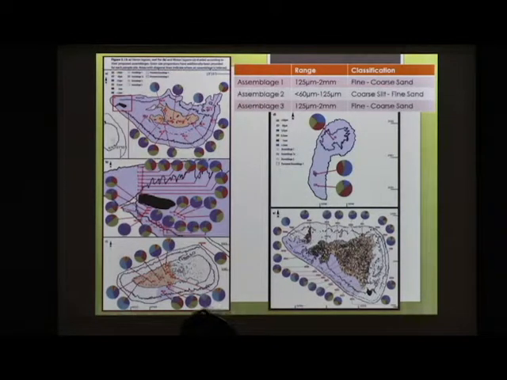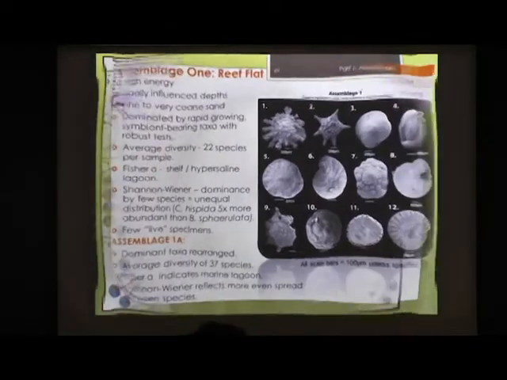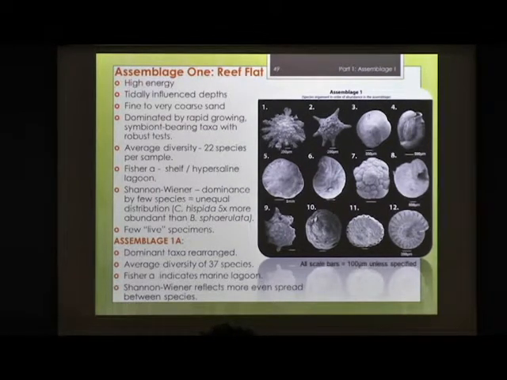And these little circles are all grain size, so it's just to show that, so this blue colour is the 60 micron range. It's just to show that the lagoonal assemblages had a finer grain size than the reef flats. So quickly run through, okay, almost done, I promise. We've got a high energy environment on the reef flat dominated by rapid growing symbiont-bearing taxa. There was an average diversity of only 22 species per sample. Fisher alpha set a shelf hypersaline lagoon. There was clear dominance by 1 or 2 species, and there were very few live specimens.